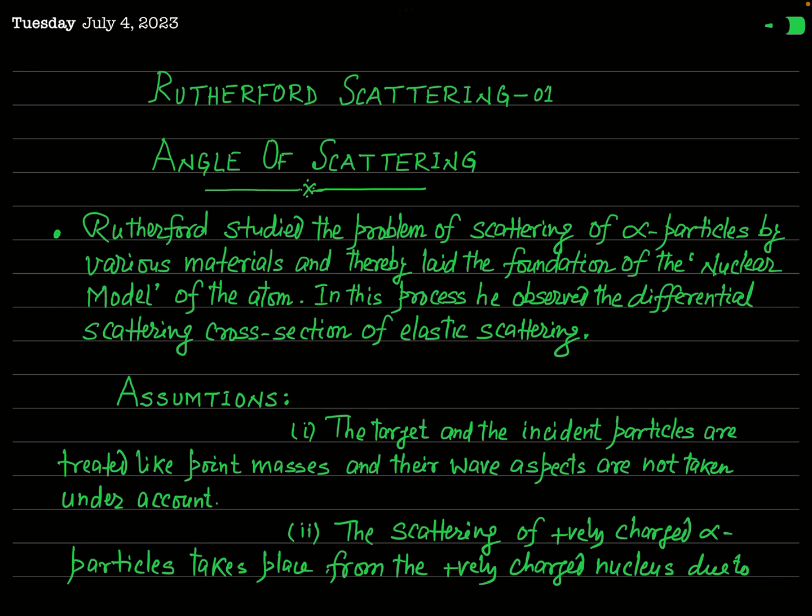Now, let us see what the assumptions were on the basis of which Rutherford developed his scattering theory. Basically, there are three assumptions. In the first assumption, it is assumed that the target and the incident particle are merely point masses. It means we do not think about the dimensions of the alpha particle and the dimensions of the nucleus. We treat the incident particle, the alpha particle, and the target, the nucleus, both just like point masses.